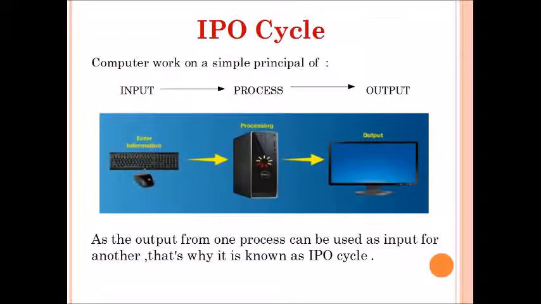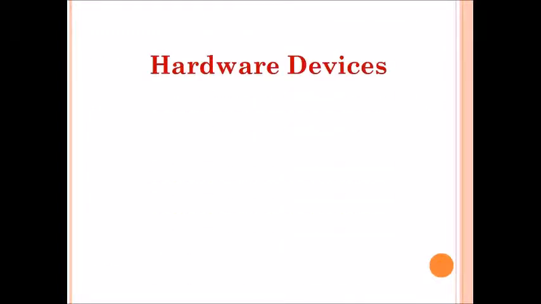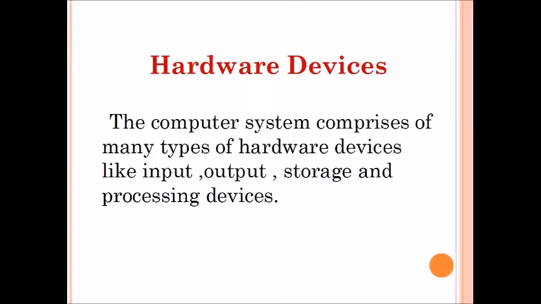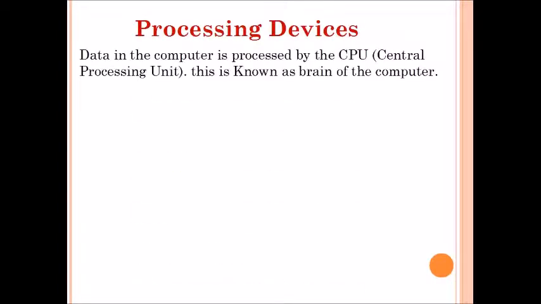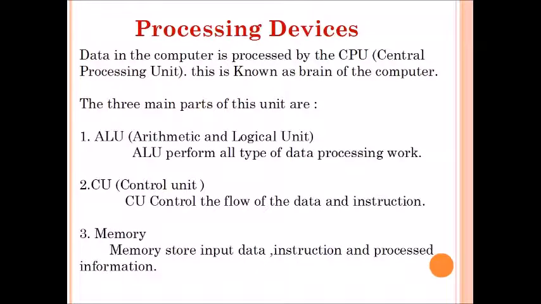Next are hardware devices. The computer system comprises many types of hardware devices like input, output, storage and processing devices. Let us see the processing devices. The data in the computer is processed by the CPU, the central processing unit, also known as the brain of the computer. The processing device has three main parts: first ALU, second CU and the last is memory.